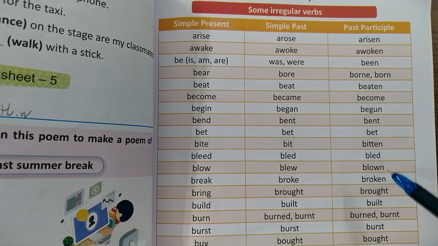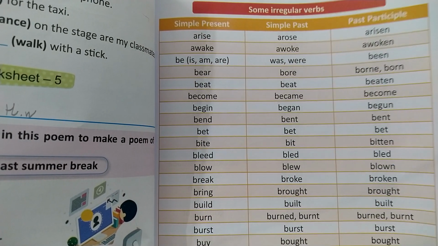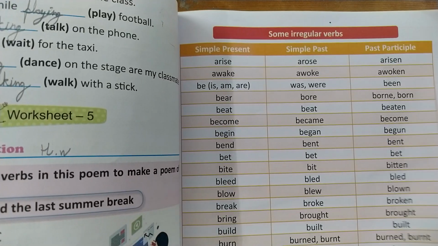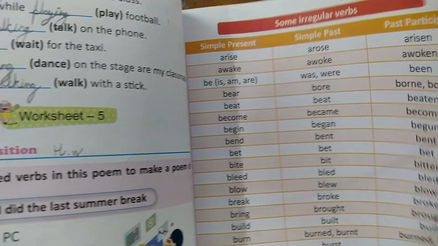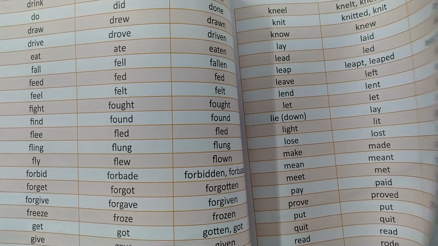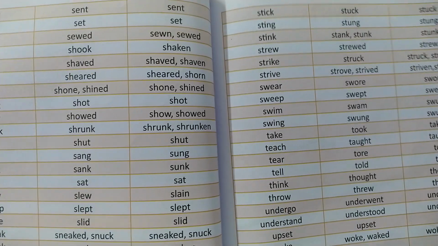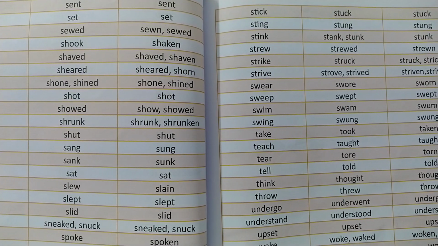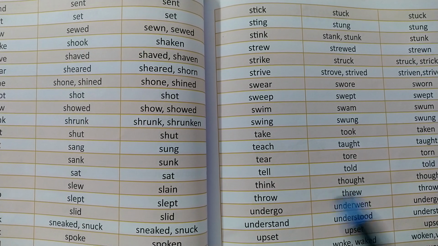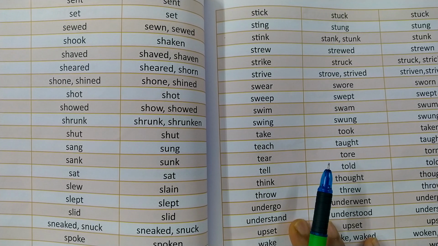Now there are some more irregular verbs in your textbook which you have to go through and try to memorize. What is the simple present, simple past, and past participle form of all these verbs? Go through all these words and try to make a few sentences out of them also, so that your concepts are clear. Now students, in a separate video, I have uploaded the solved worksheet of this chapter. Please go through that after understanding this chapter from this video.